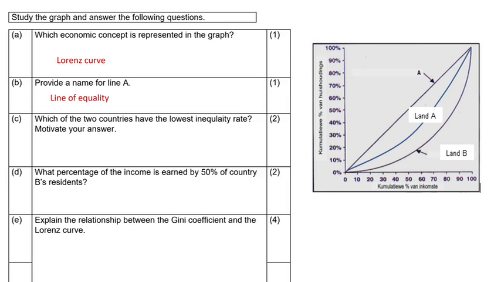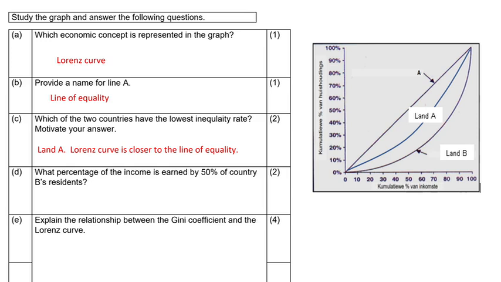Which of the two countries have the lowest inequality rate? Please note the lowest inequality rate. Now remember, the further you are from the line of equality, or the further you are from line A, the more unequal. But the question is asking, which of the two countries have the lowest inequality rate? So therefore that one would be A, because the Lorenz curve is closer to the line of equality, and that is your motivation there.